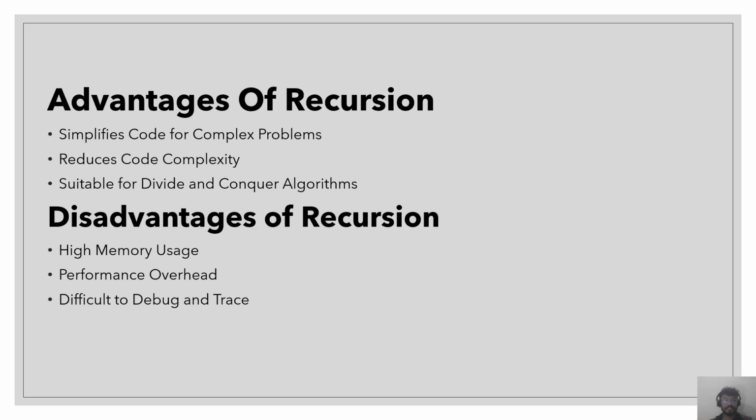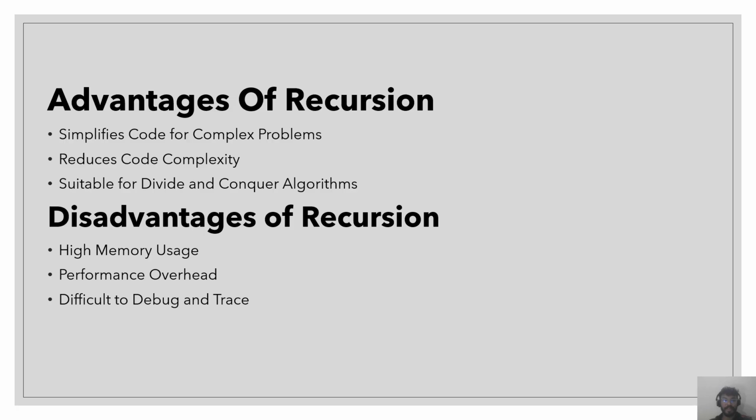Advantages of recursion. Those are: simplifies code for complex problems. Recursion can make the code more readable and concise, especially for problems that involve repetitive or hierarchical structures, for example, tree traversal and factorial calculation. Second one, reduces code complexity. It helps solve problems that are naturally recursive, such as searching a tree or calculating a Fibonacci series.